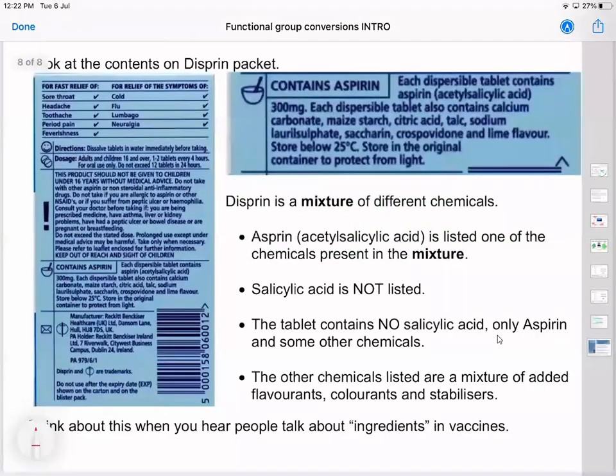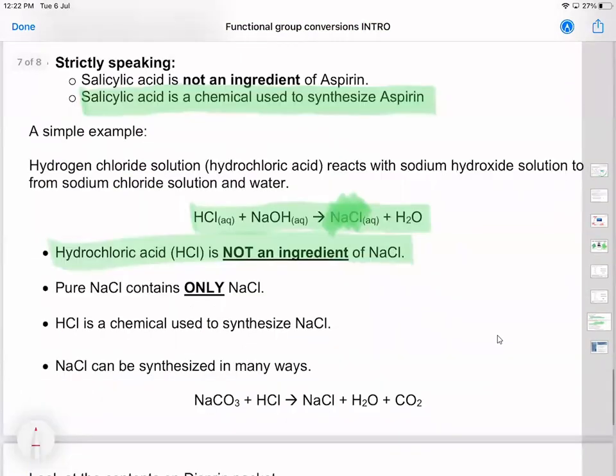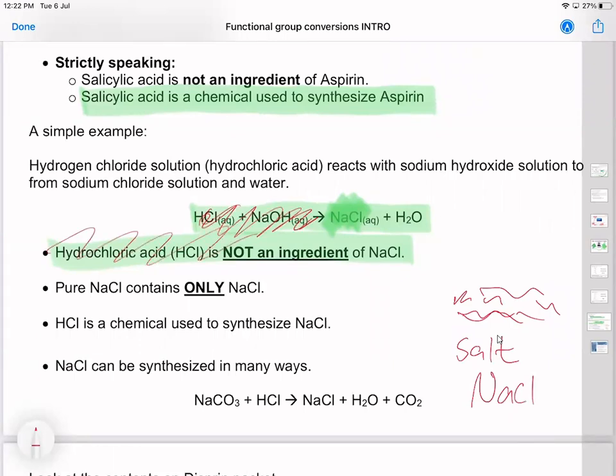So imagine that I gave you a little pile of salt. On the right here, this is a small pile of salt and it's NaCl. And you have no idea where it came from. You have no idea how it was made. Would you agree with me that that pile of salt contains only salt, NaCl? Yeah. So would you say that within that pile of salt, there's anything other than salt? Yeah, nothing else, just salt. So would you say that hydrochloric acid is an ingredient of the salt?